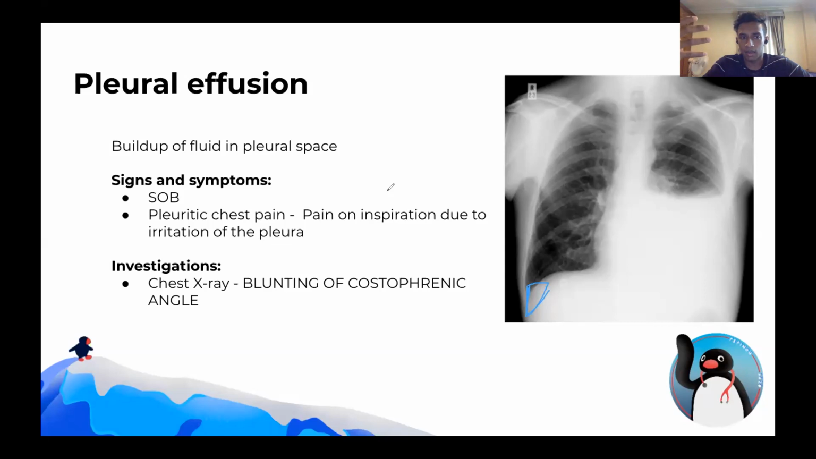And so what happens is that it causes shortness of breath because when there's too much fluid, it's harder for your lungs to expand during inspiration and expiration. And because of this fluid buildup, it causes an irritation to the pleura, and this causes pleuritic chest pain. So whenever you inspire, your pleura will rub, and this causes pain. A key component of how you diagnose pleural effusion is through chest X-ray, and you'll notice the blunting of your costophrenic angle.